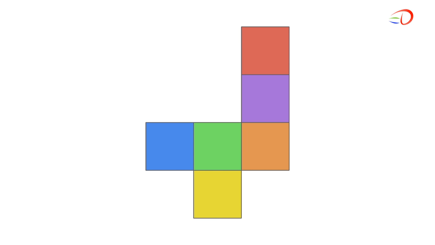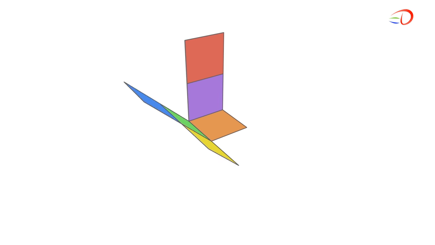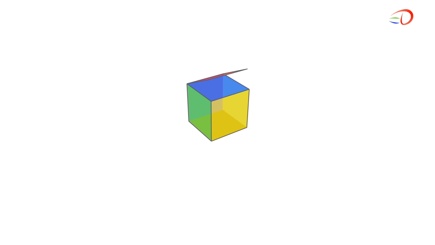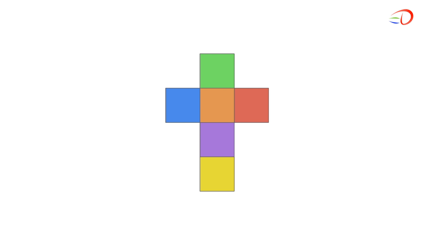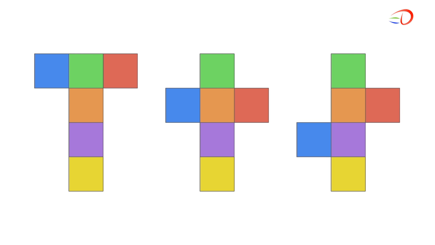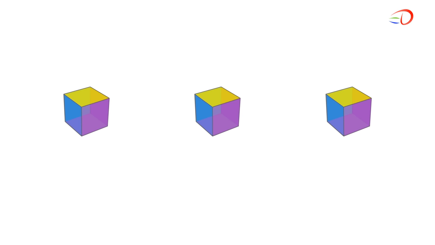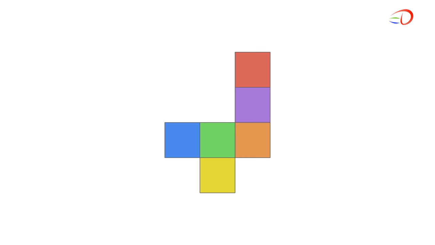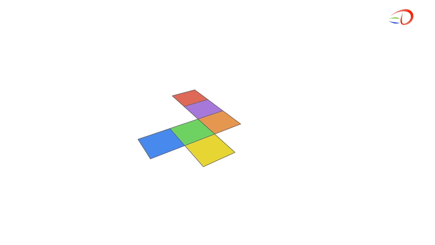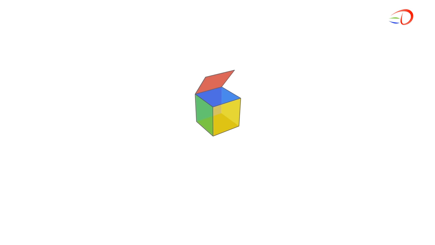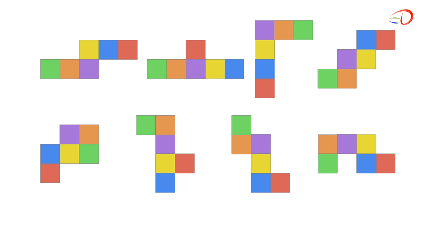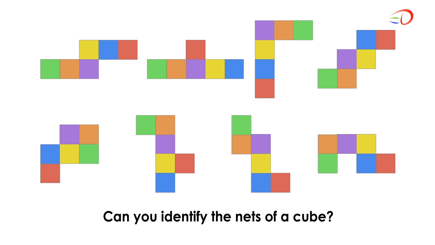How about this? Is this a net of a cube too? There is an overlapping face, so this is not a net of a cube. We now know that these are nets of a cube. And we know this is not a net of a cube. What about these? Can you identify the nets of a cube?